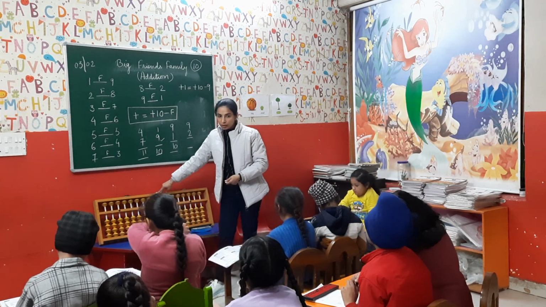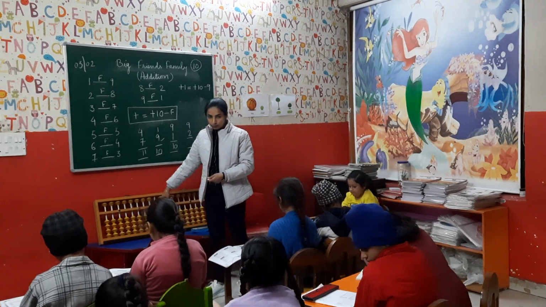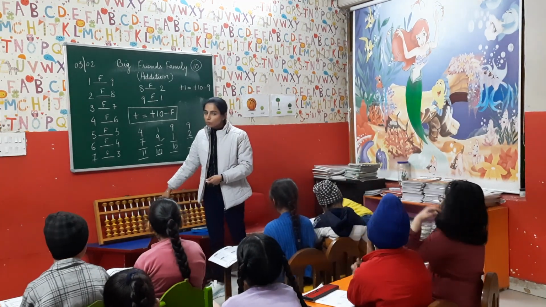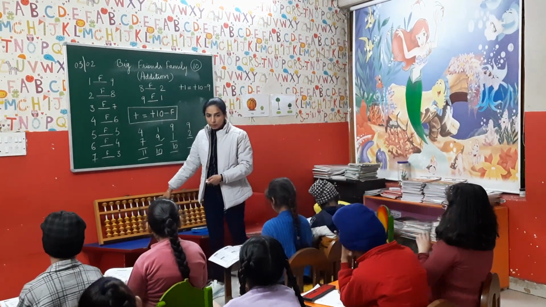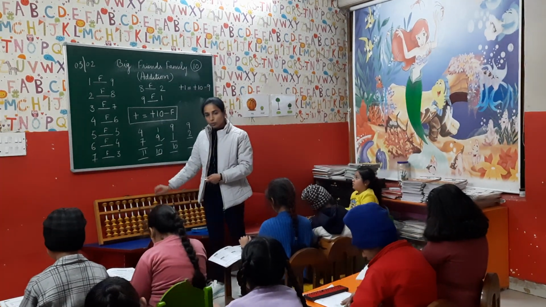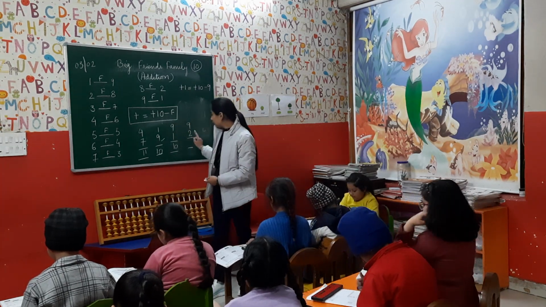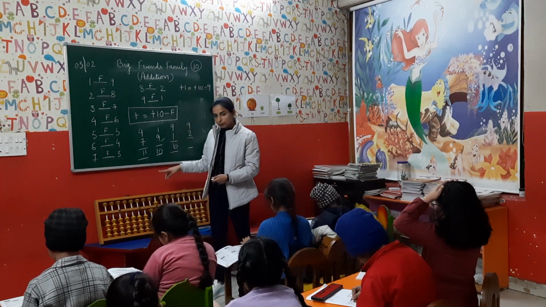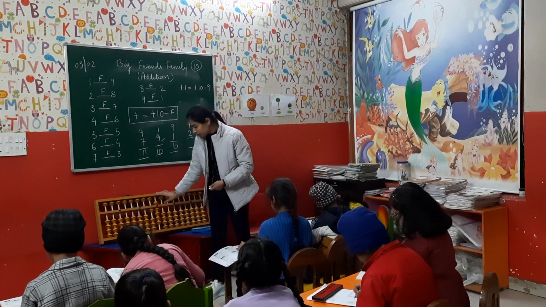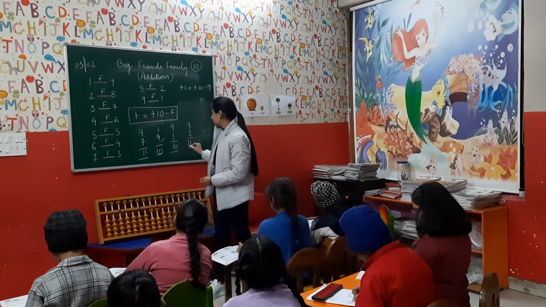Small friend plus ka rule kya hai? 5 down, friend down. 5 is already down here. Jab already down hai, toh hum phir se down nahi kar sakte. That means small friend cannot be used in this question. So we will do the question according to big friends. So plus 10, 2 ka friend kitna hoga? 8. Minus 8. Answer is 11.